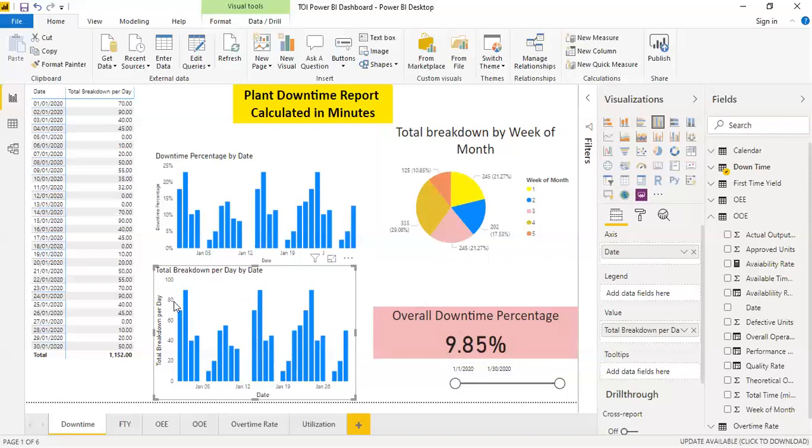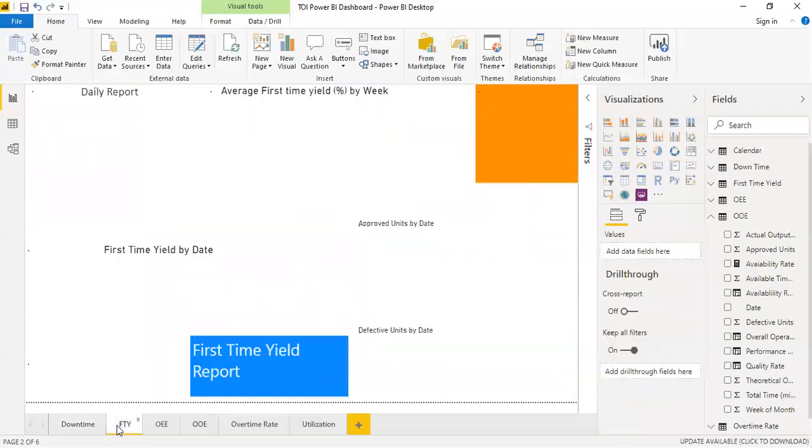It is like in numbers of minutes for each day. So you can see that they have multiple dates on their axis, and the total breakdown per day on the y-axis, and it's showing what the actual quantity of total number of minutes they had in breakdown. Okay, let's move into another KPI, which was first time yield.